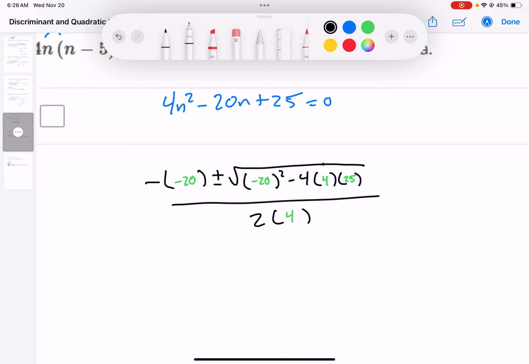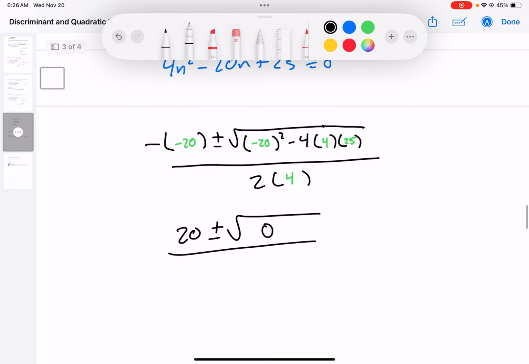So I know that a negative 20, so that's going to give me a positive 20 plus minus. And then in my parentheses, I got negative 20 squared minus 4 times 25. Look at that, gives me 0. So I know from before, because my discriminant, that thing underneath the radical, is 0, I'm only going to have one solution.